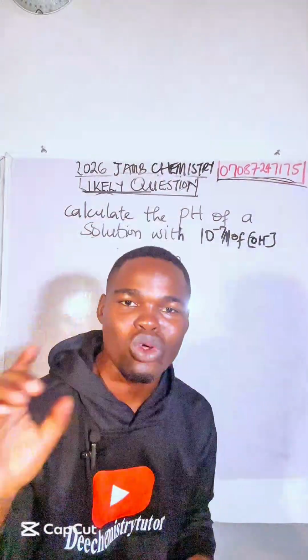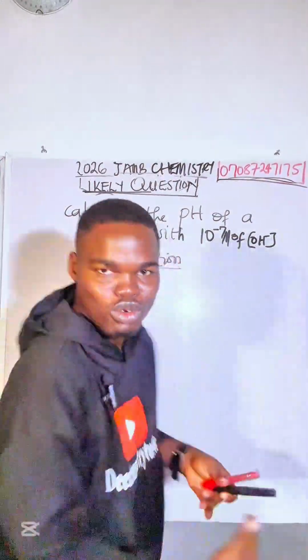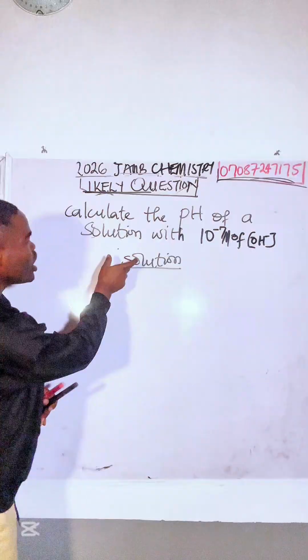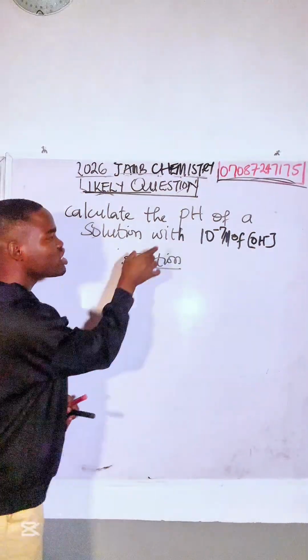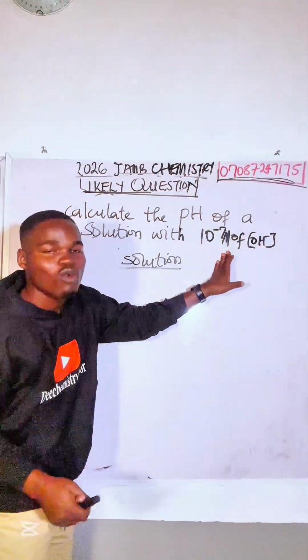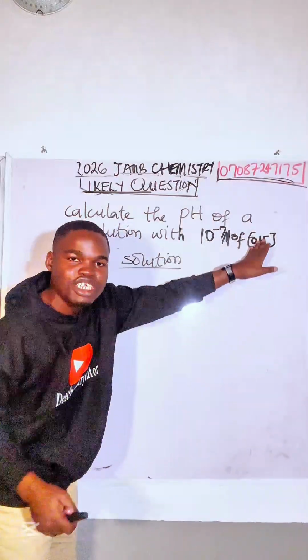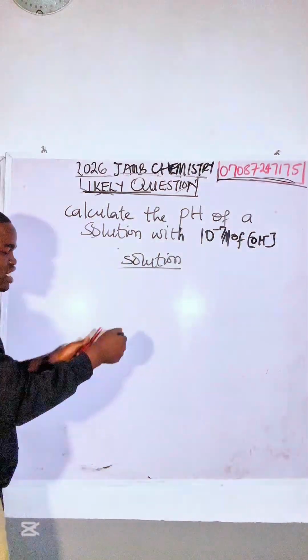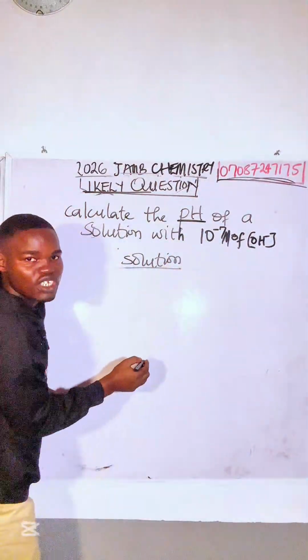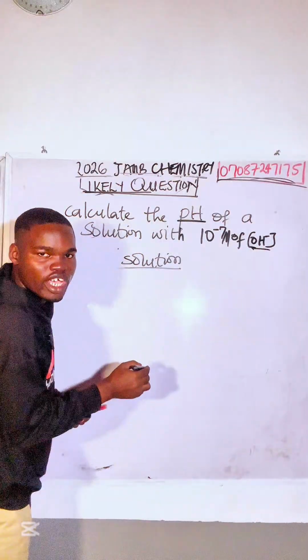Throw away that calculator. You do not need it, and I promise you. Look at this question: calculate the pH of a solution with 10 raised to the minus 7 molar concentration of OH minus. Now the question is this: you've been asked to calculate pH, but what they gave you is a trap. It's OH that they gave you.